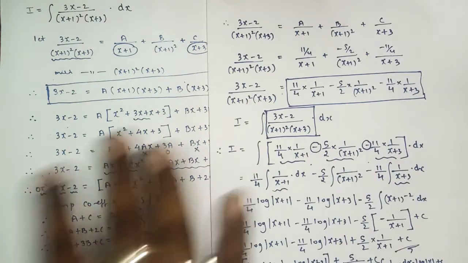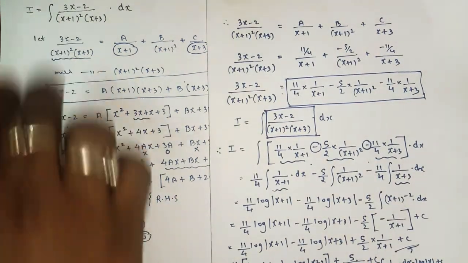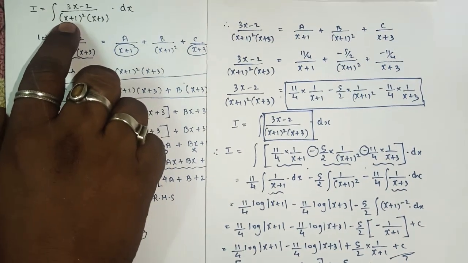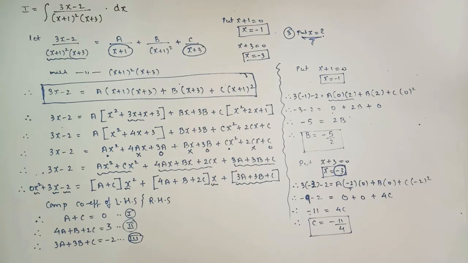So this type, it is known as what? It is known as repeated, whenever the denominator is a repeated linear factor. So this is the procedure in which you have to find your answer.